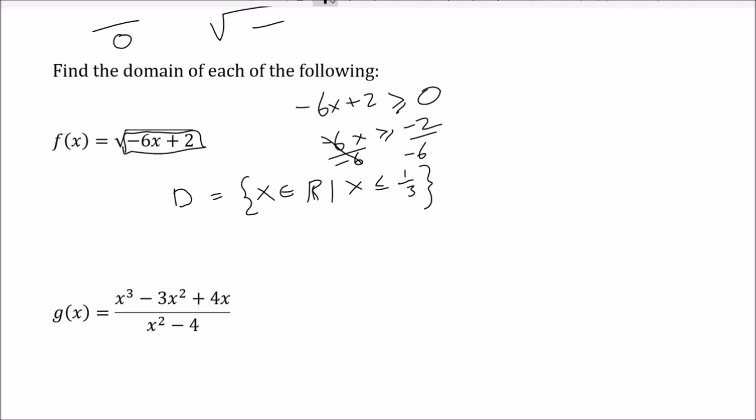And notice, you can cube any number you want, or subtract 3 from any number you want, or multiply by 3 with any number that you want. However, we do have division. So what we have to make sure of is that x squared minus 4 could not be 0. And so the logic of this is different than what we're used to.